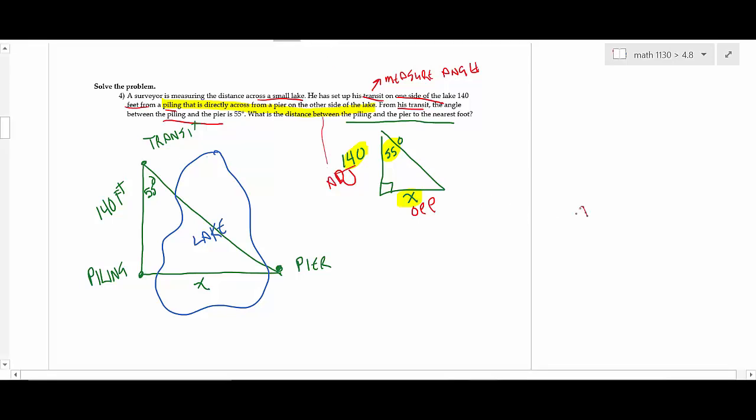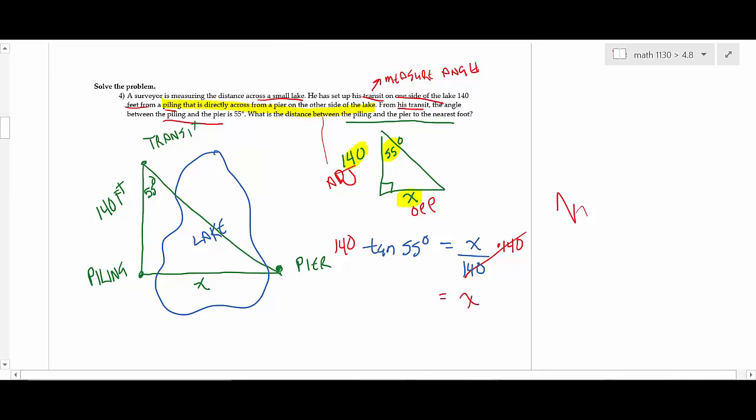So what we're going to do on the problem then is the tangent of 55 degrees. That's the opposite, X, over the adjacent, 140, like that. Now we can solve that equation for X and we've got the answer to the problem. So what would you do to get X by itself? Multiply by 140 is probably the best thing to do. That clears the fraction. Then you go directly to your calculator.